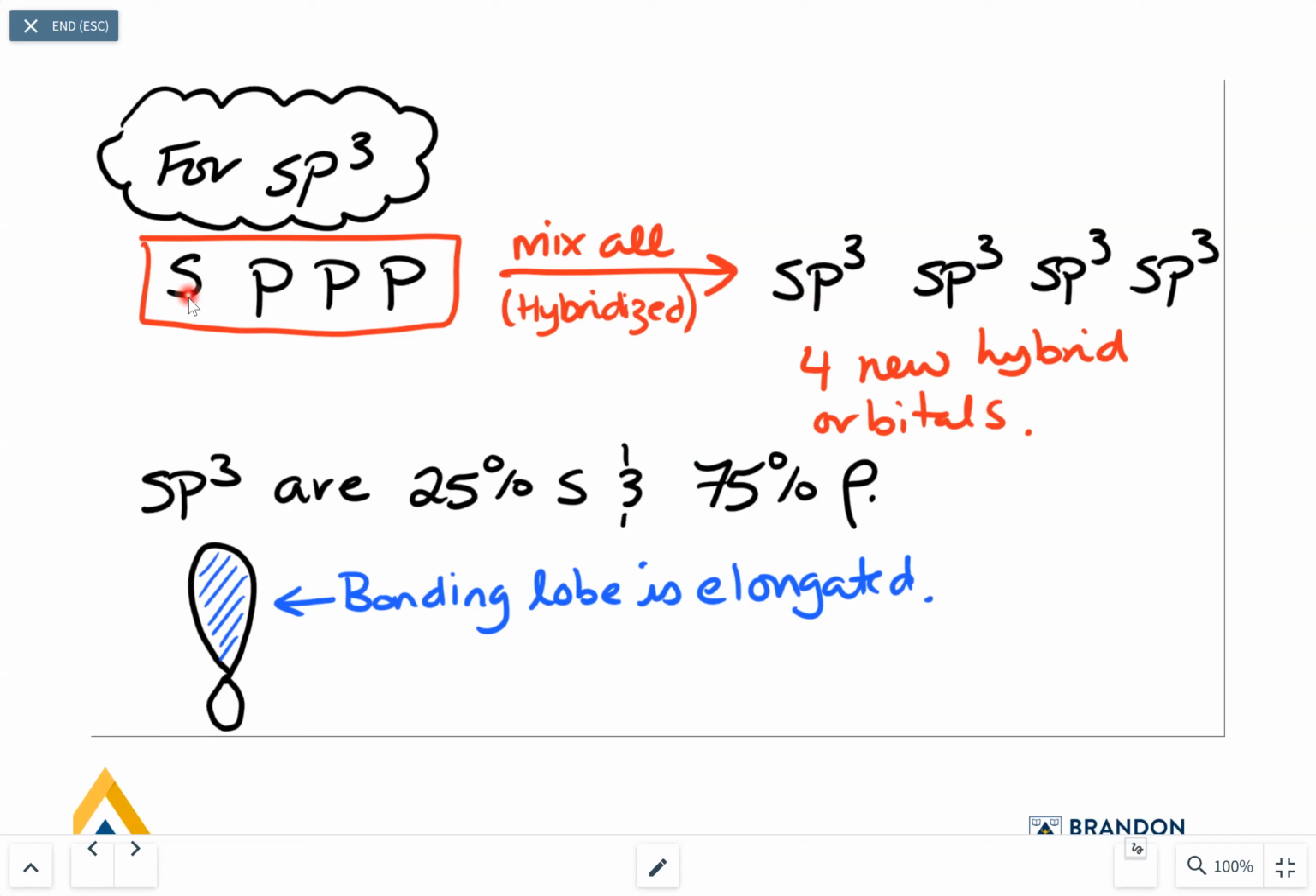And when you mix these orbitals, let me see if I can go into my other screen. Going to the whiteboard here. Am I drawing? Yes, I'm drawing.